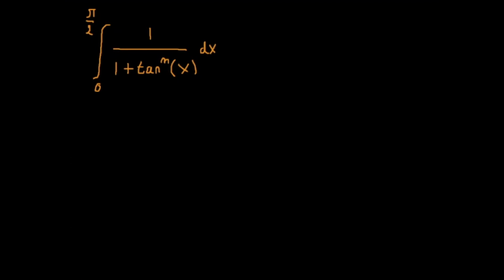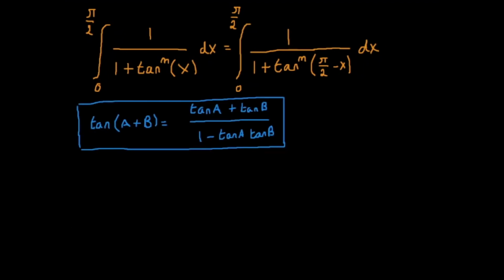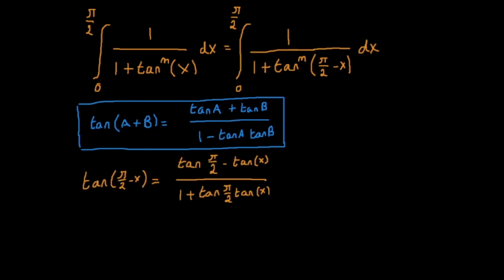We've got the integral from 0 to pi over 2 of this. If we apply the same form, we can put pi over 2 minus x into the argument, and we'll have the exact same integral. Next, if we use the same identity as in the first video to split this argument apart, we get tan of pi over 2 minus x being what's shown here. But we know that tan of y tends to infinity as y tends to pi over 2.